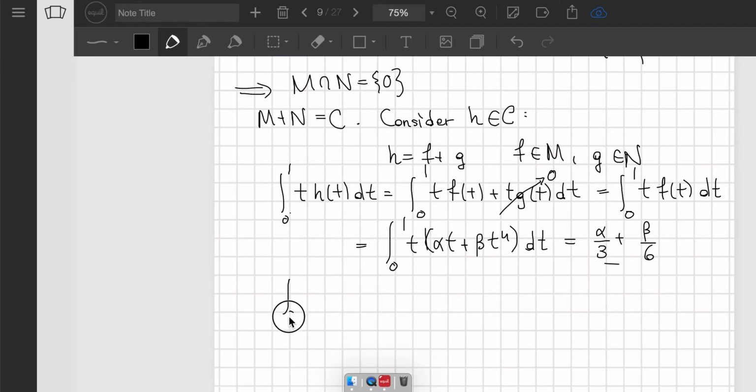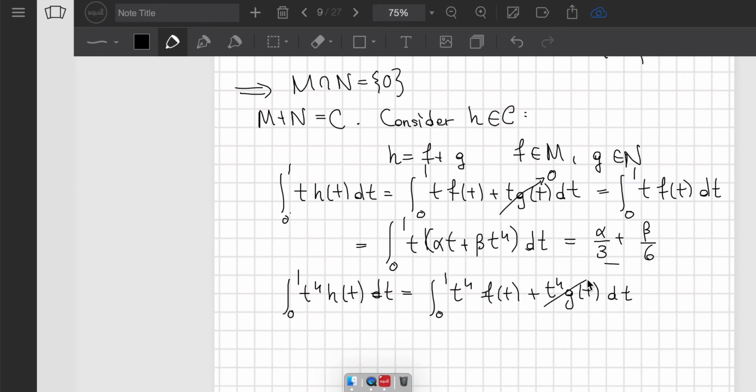Okay, let's do the same with t to the fourth h(t), right? This again is equal to the integral from 0 to 1 of t to the fourth f(t) plus t to the fourth g(t) dt, but again this is 0 because g belongs to N, and so this is equal to the integral from 0 to 1 of t to the fourth f(t), and you can calculate this, it's equal to alpha over 6 plus beta ninths.